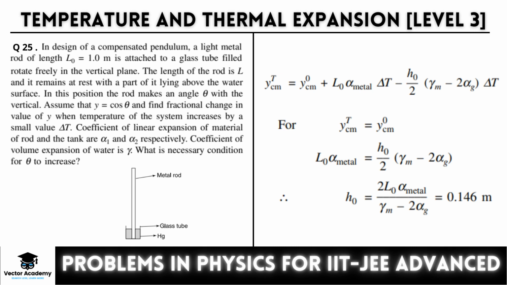For center of mass of this system to remain constant, we have YCMT equals YCM0. Finally we get H0 equals 2 L0 alpha metal divided by (gamma minus 2 alpha G), which gives H0 equals 0.146 meters.